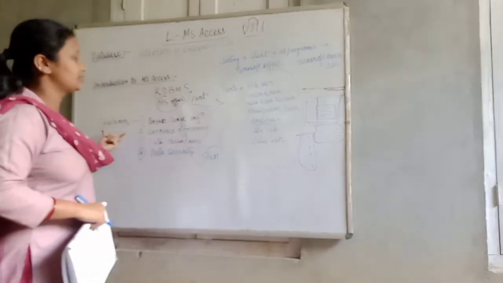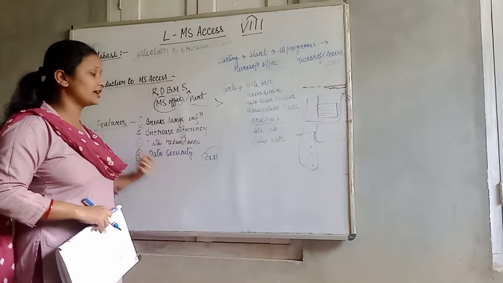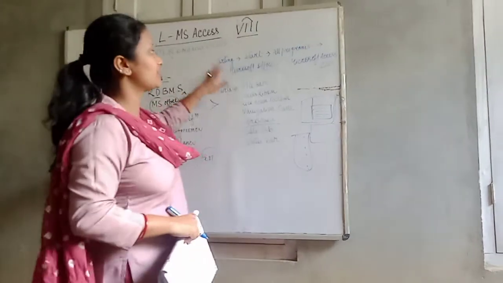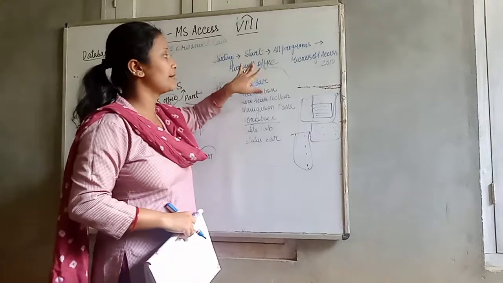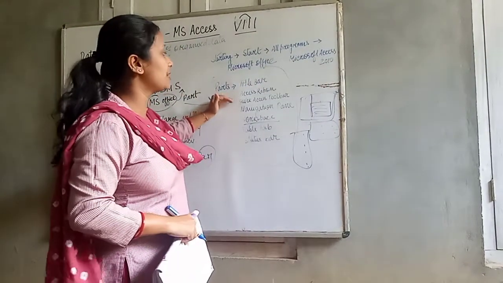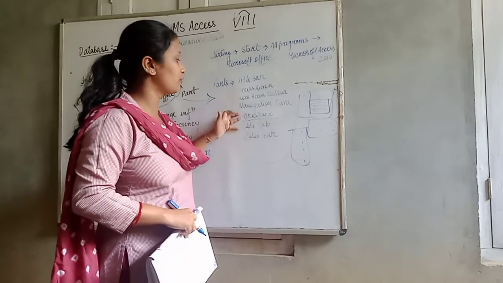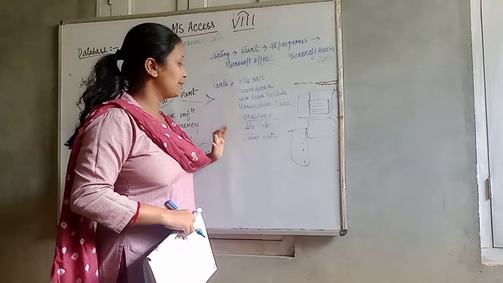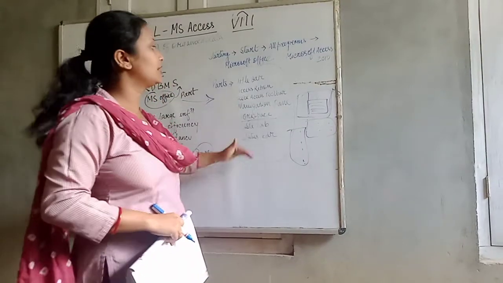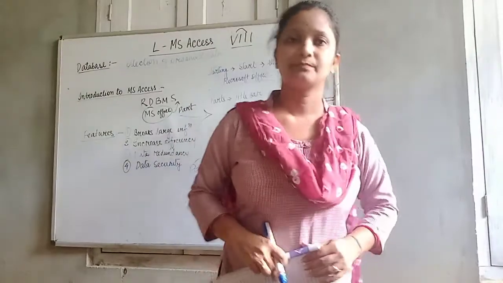So what are its features? Break information, increase efficiency, data redundancy, data security. These all are features. How to start? Go to All Programs, Microsoft Office Access 2010. What are the parts? Title bar, access ribbon, quick access toolbar, navigation pane, workspace, table, tab, status bar. These all are the parts of MS Access. So this is the first part of MS Access.